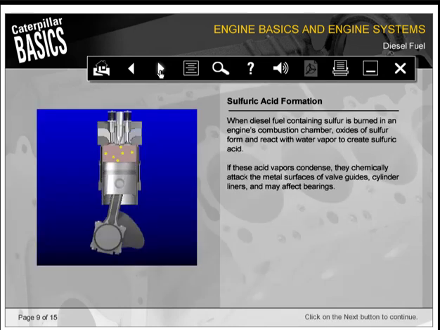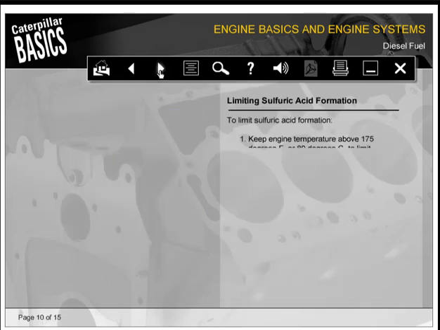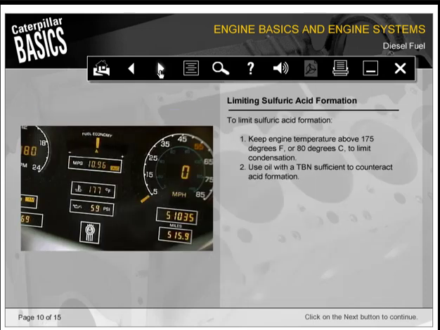When diesel fuel containing sulfur is burned in an engine's combustion chamber, oxides from sulfur form and react with water vapor to create sulfuric acid. If these acid vapors condense, they chemically attack the metal surfaces of valve guides, cylinder liners, and may affect bearings. To limit sulfuric acid formation, keep engine temperatures above 175 degrees Fahrenheit or 80 degrees Celsius to limit condensation. Use oil with a TBN sufficient to counteract acid formation.